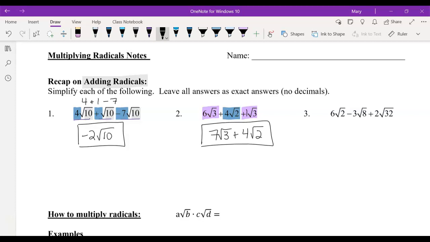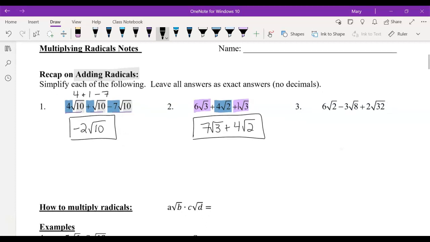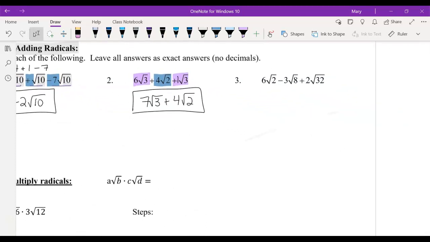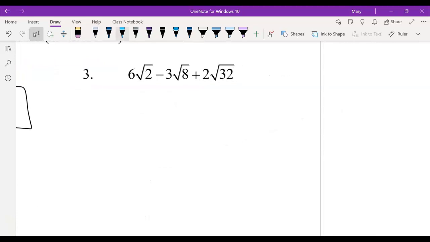For number 3, these radicals are not simplified yet. However, we can simplify them first and then add or subtract them. So looking at number 3, we're going to look for the highest perfect square in each of these. So 2 is the highest perfect square. It doesn't break down anymore. It's not even a perfect square. We just leave it alone.